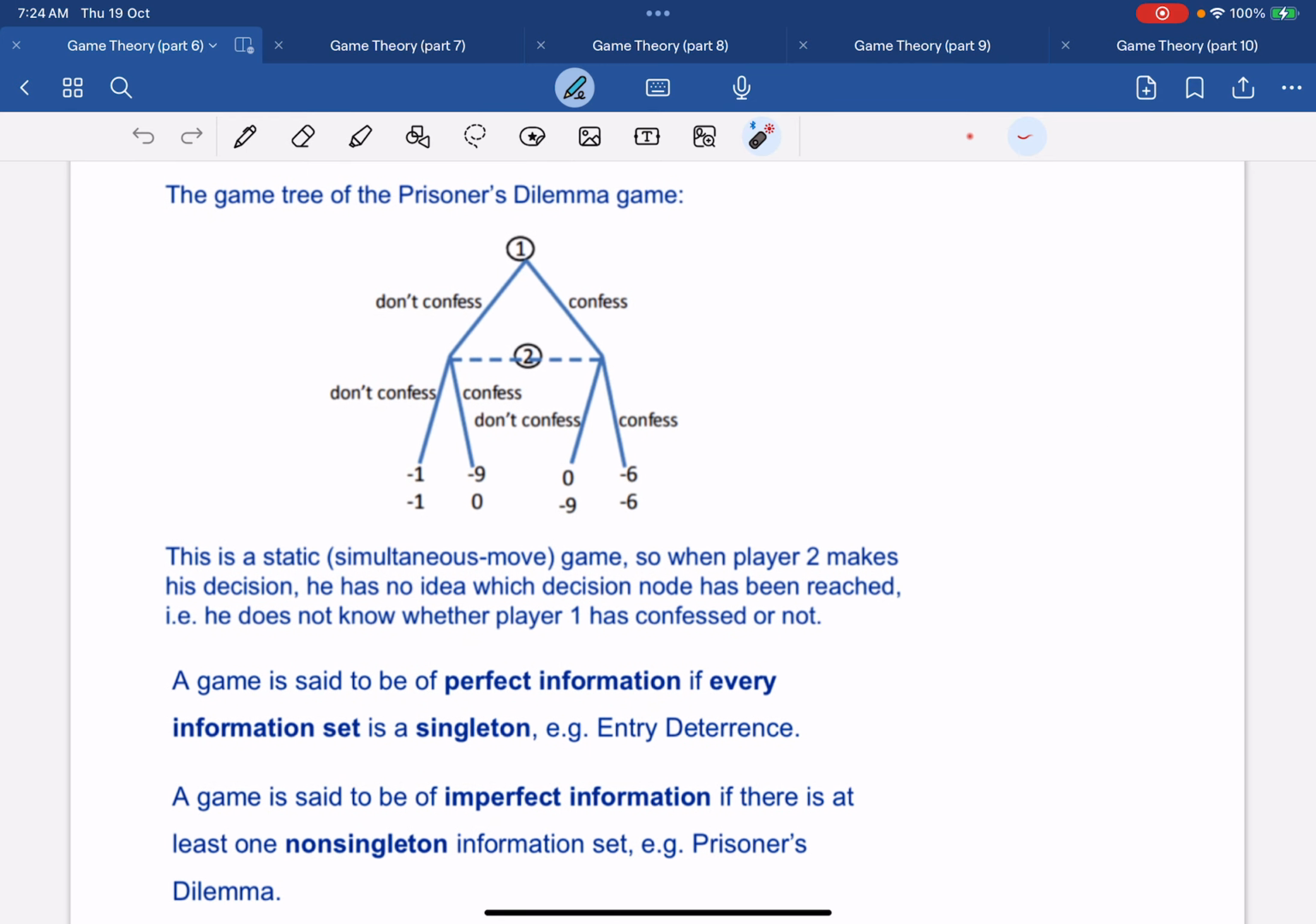So because player 1 chooses this or this, player 2, because simultaneous means the player doesn't know what player 1 chose, will not care. So going from here will have the same outcome, will have the same choices as going from here. Then we just link it with this. Then we say this is the one information set, and because player 2 has a non-singleton, then this game is imperfect information.